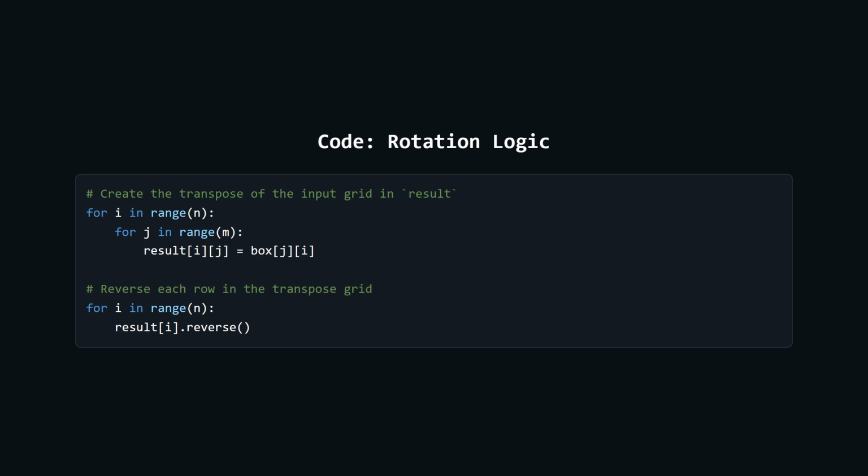Here is what that looks like in Python. We create a new blank grid called result. We loop through the original box, mapping the item at row j, column i, to row i, column j in the new grid. That handles the transpose. Then, we just call reverse on every row.